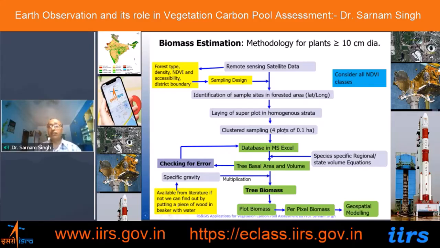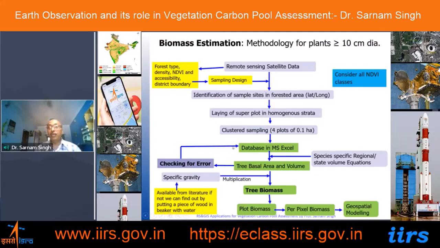Let us say I now have the field information. I create a database in MS Excel or any spreadsheet. I calculate, let's say, biomass or volume, whatever equation I have. If I can calculate basal area and volume, multiplied with the specific gravity, I can calculate the tree level biomass, and I can sum up to find the plot level biomass. Then I can convert this plot level biomass to per pixel biomass. Very important, please remember: why per pixel? Because we are going to do the modeling using satellite data, so pixel versus biomass should match. And we can do the geospatial modeling for the entire year.